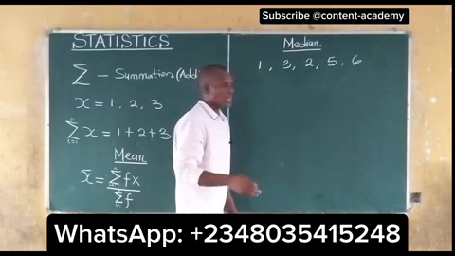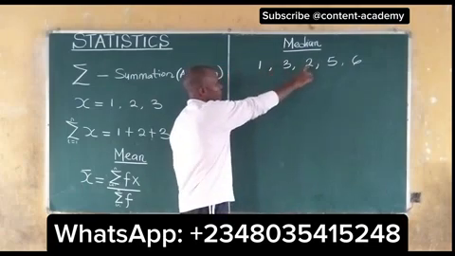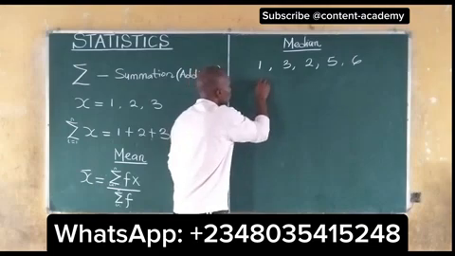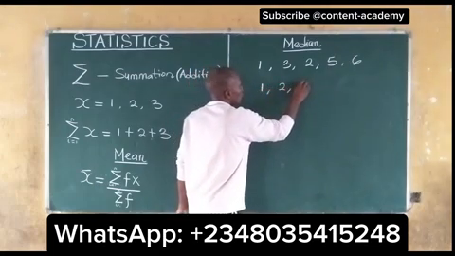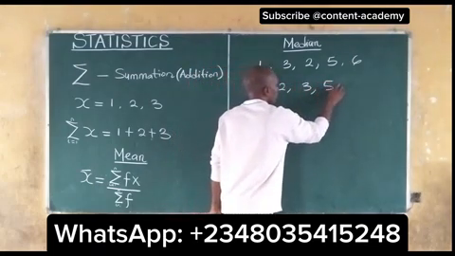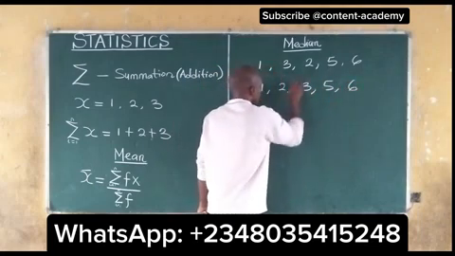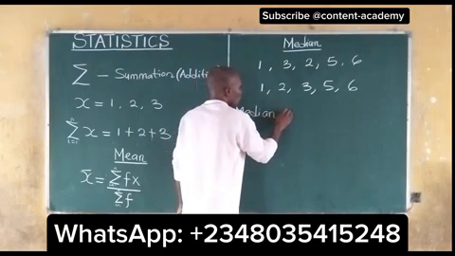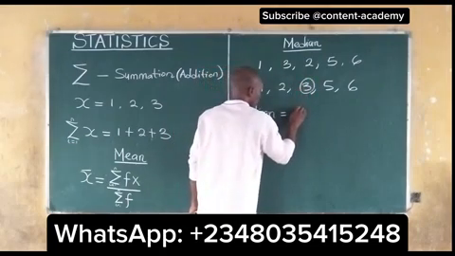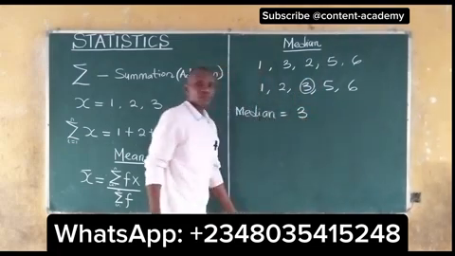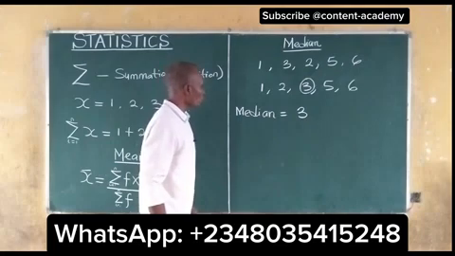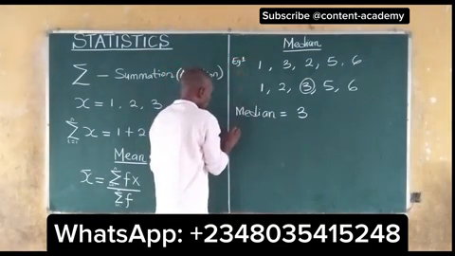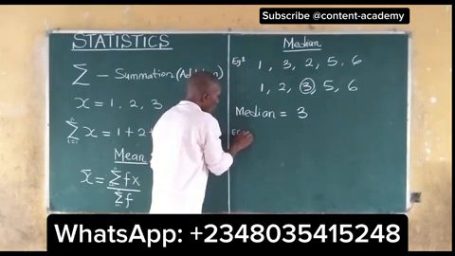How do we calculate the median? First, we have to rearrange these numbers in ascending or descending order. So we have, say, 1, 2, 3, 5, and 6. Now, the median is 3. This is example 1 for the median.